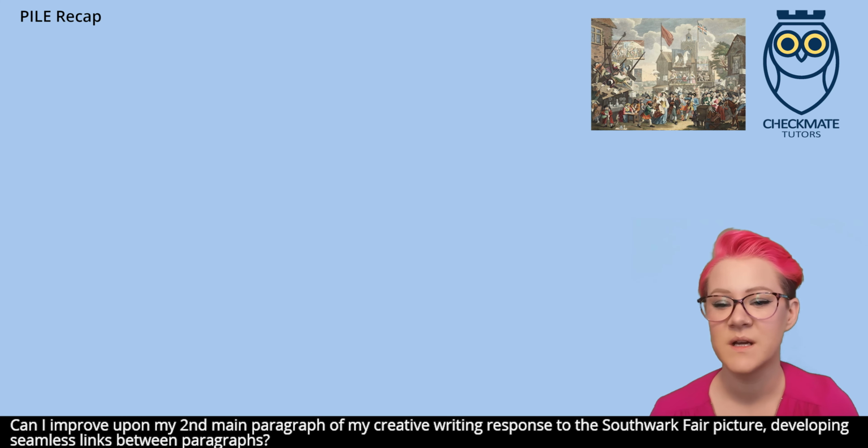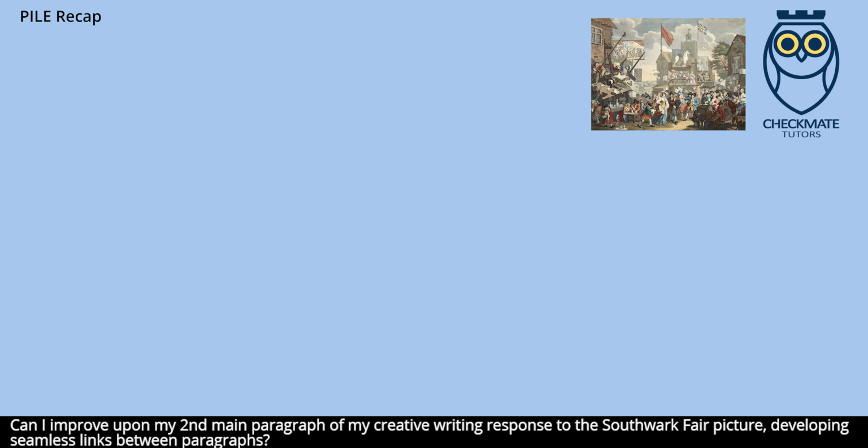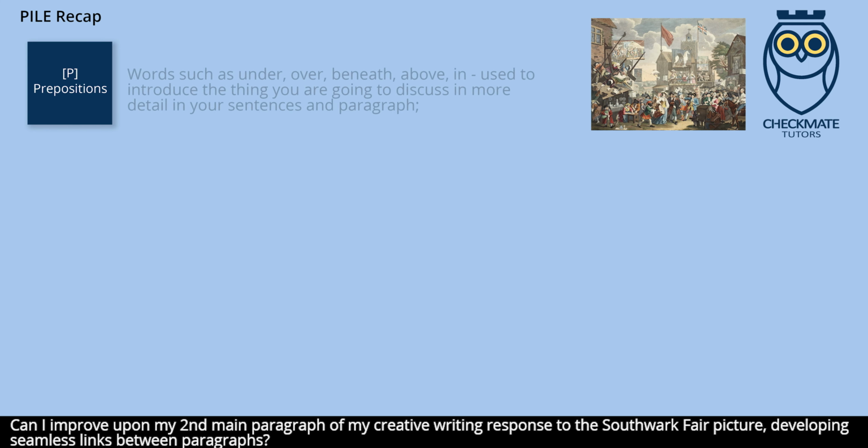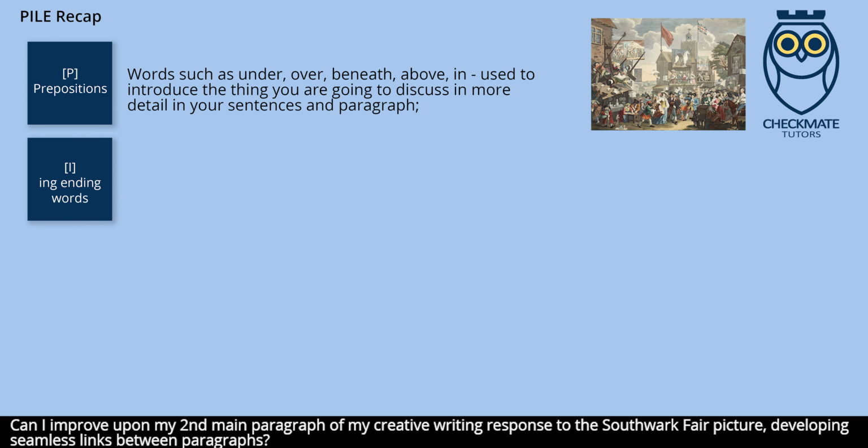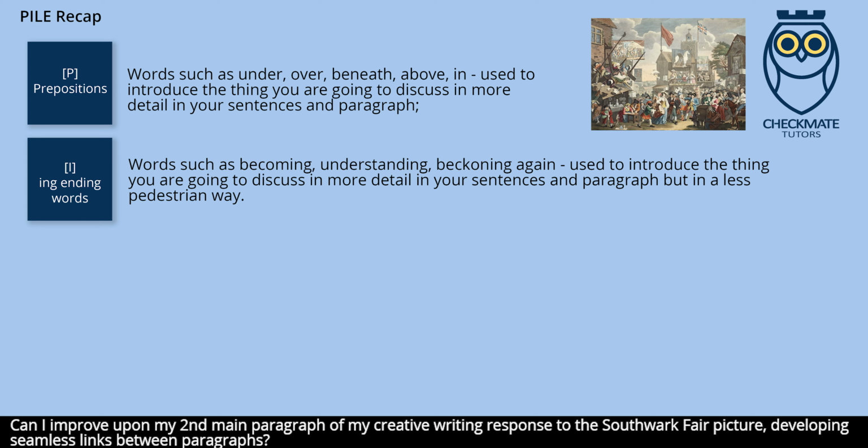Whereas the PAR method is the use of prepositions, words such as under, over, beneath, above, in, used to introduce the thing you are going to discuss in more detail in your sentences and paragraph. ing ending words, words such as becoming, understanding, beckoning, again used to introduce the thing you are going to discuss in more detail in your sentences and paragraph, but in a less pedestrian way.